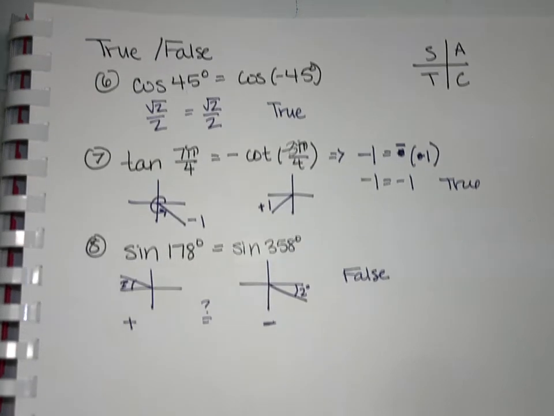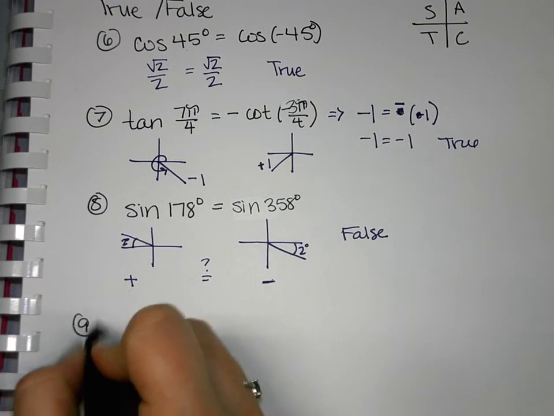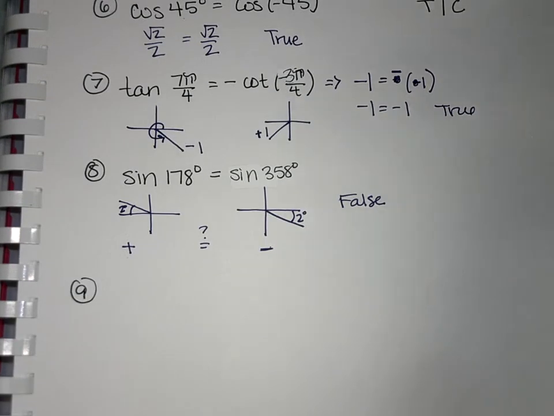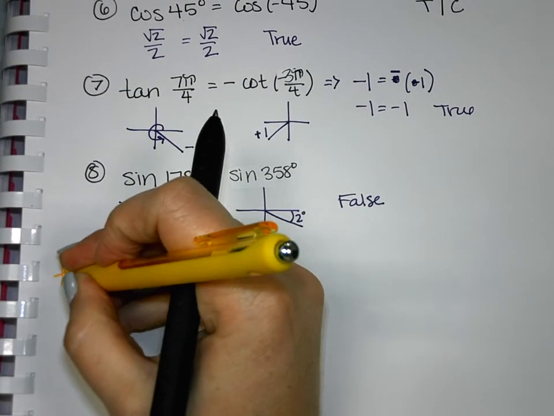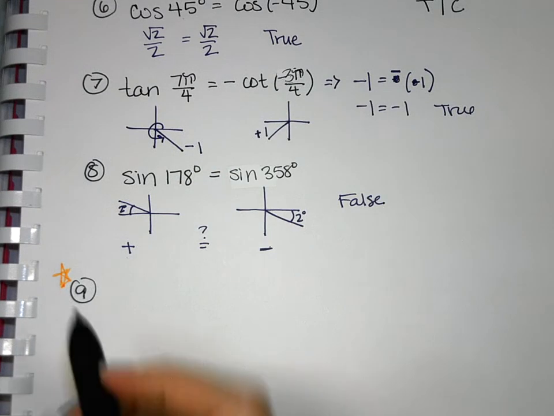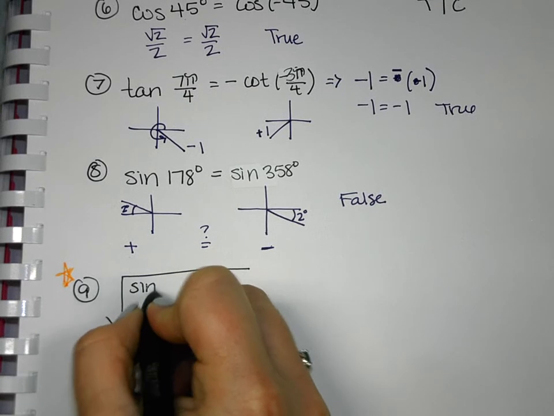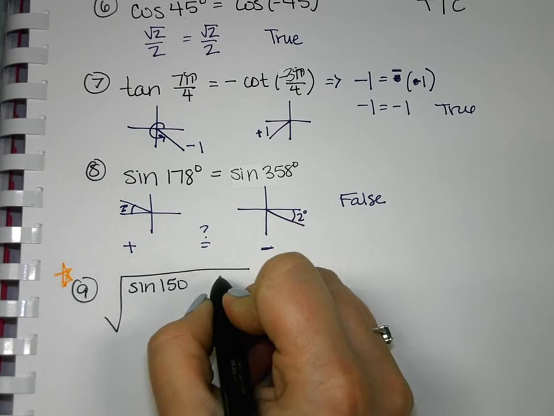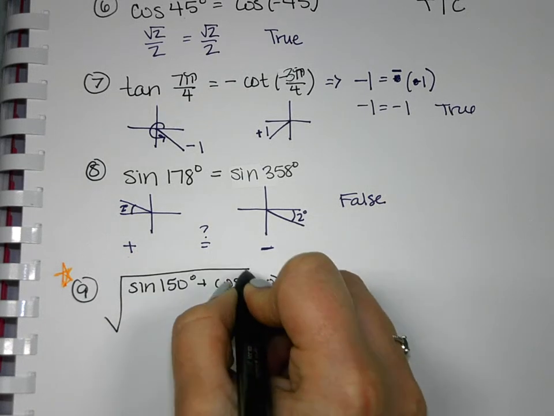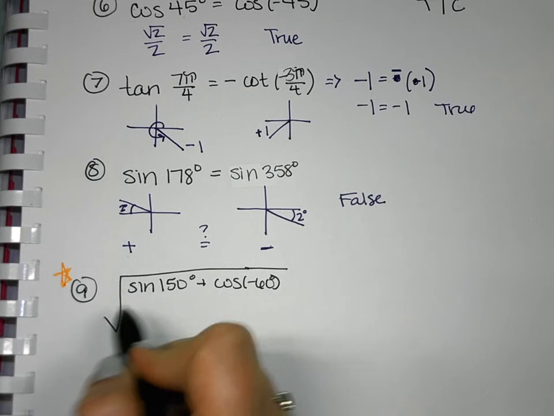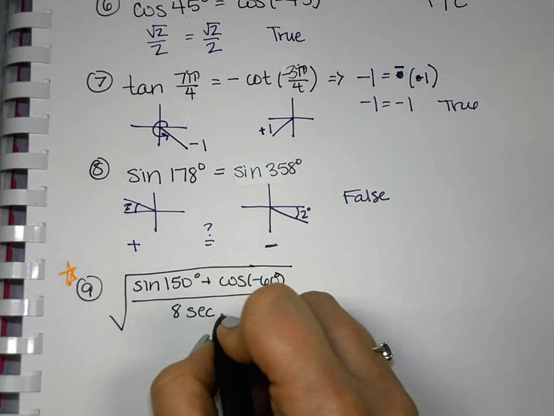Okay, we're going to do another one, number 9. Again, I want you to put a star next to this one. It's similar to a test question. This one involves the square root, and on top we'll have sine 150 plus cosine of -60, over 8 times the secant of 60.